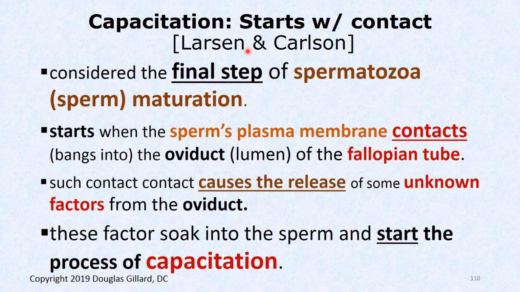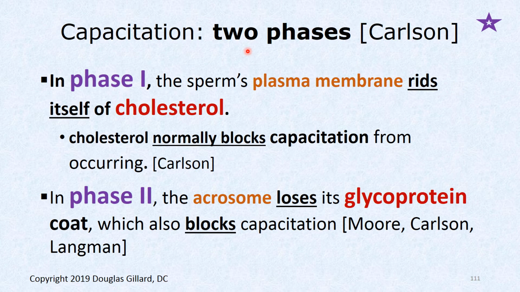Where does fertilization occur? I know in the fallopian tube, but where? The ampulla of the fallopian tube. So the sperm is just banging into the walls of the oviduct, which is like a lumen. Some chemicals are released, and we're not 100% sure what they are, so I didn't put those in. But these gene products are released, and they soak into the sperm and make the sperm do some crazy stuff. And that's the process of capacitation.